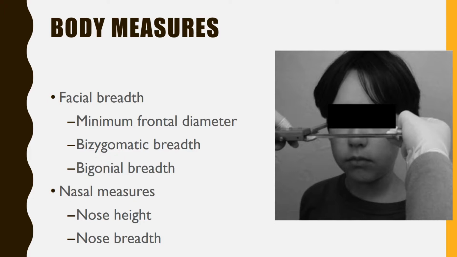Three craniofacial breadth measurements are often used in anthropometric studies. These include minimum frontal diameter, which is the width between the indentations of the skull above the eye orbits. Bizygomatic breadth is the facial width of the outermost cheeks, and bigonial breadth is the width across the rear portion of the jaw. There are also two commonly used measures of the nose, height and breadth. Both of these measurements are taken using a sliding caliper.